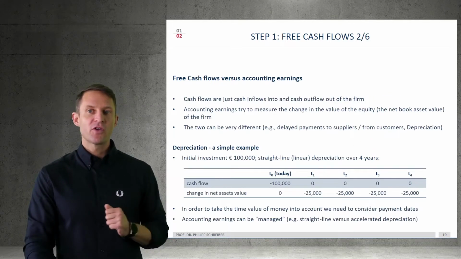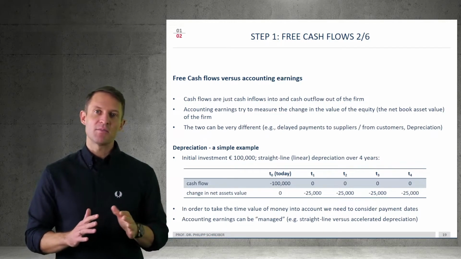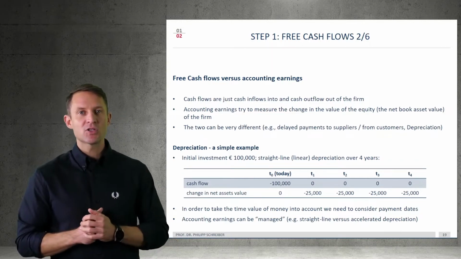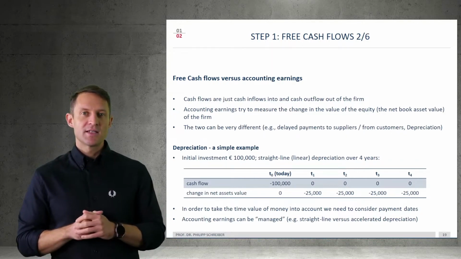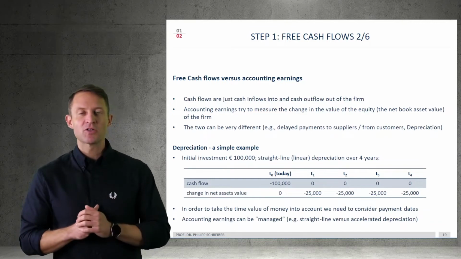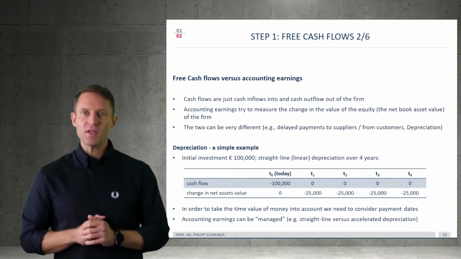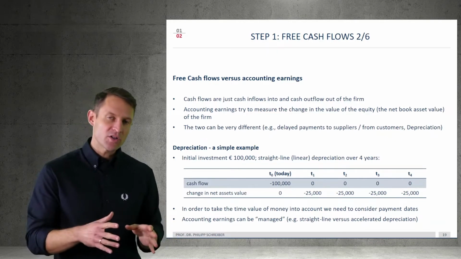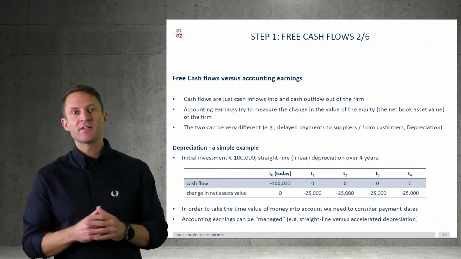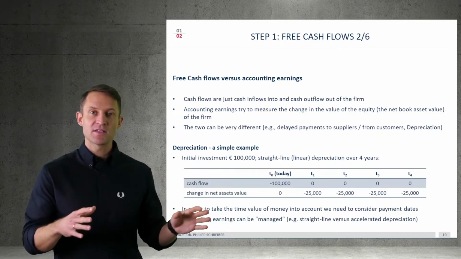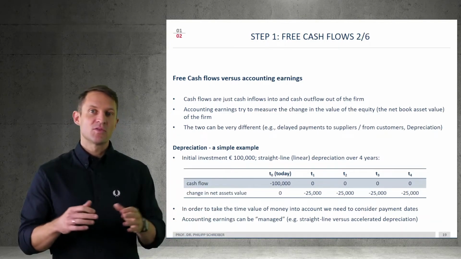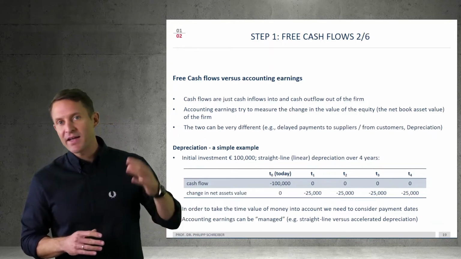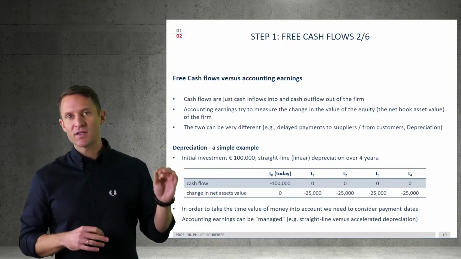Now, free cash flows versus accounting numbers. This is somehow a repetition of what we talked about already, but it's important in a second, so let's talk about it one more time. Cash flows are just cash in and outflows on the bank account. Accounting earnings are not necessarily, and accounting expenses are not in all cases connected to cash flows. It can differ, and it's important for us to understand when it differs.